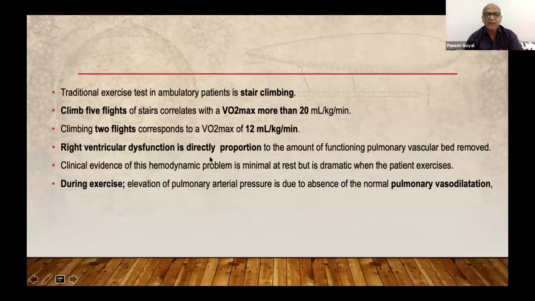Right ventricular dysfunction is also associated with these patients, which also contributes to the pulmonary vasculature problems. So if there is clinical evidence of hemodynamic problems in the patient, then this patient should be subjected to transesophageal echo and evaluated for right ventricular dysfunction.